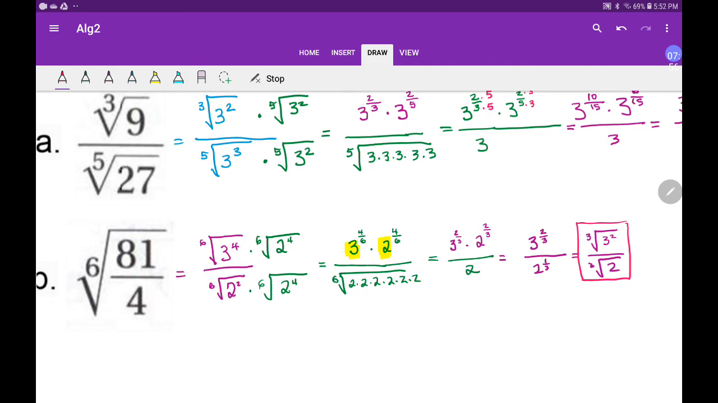I don't like the fact that we took away the... I'm going to go back over here. I don't want a radical on the bottom. I think I'm happy with that right there. I'd rather have it look like that. No radical on the bottom.